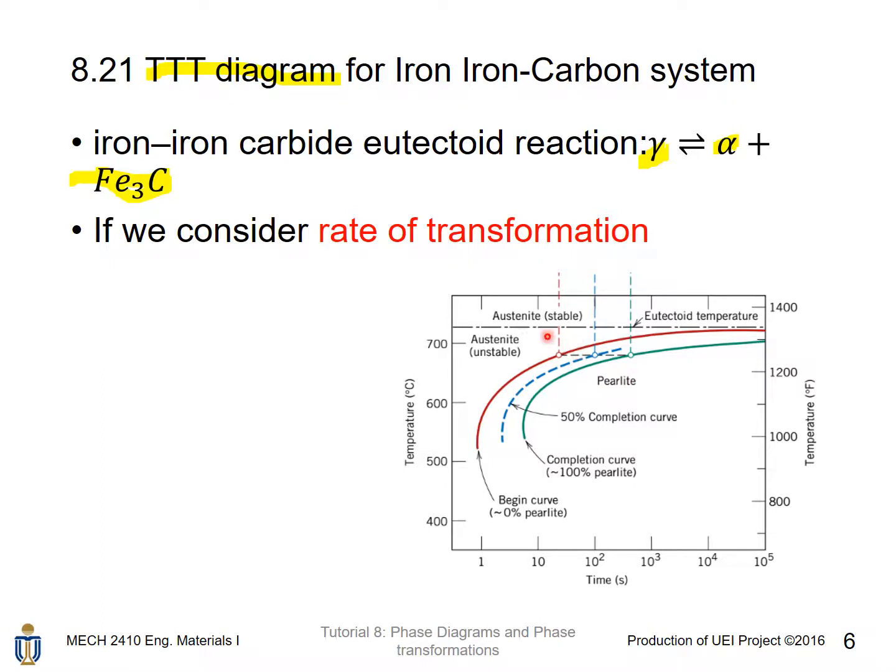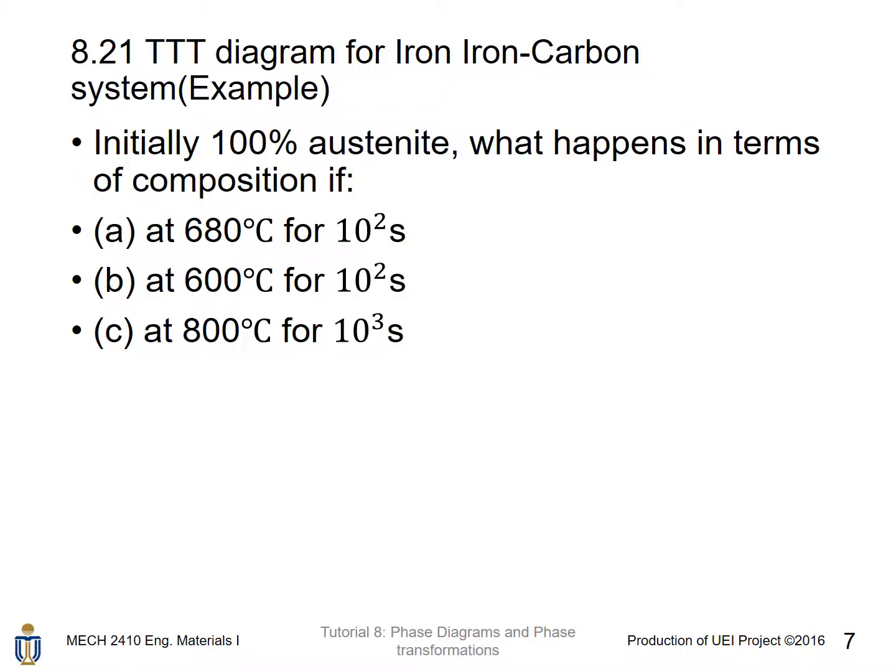And just above the eutectoid temperature, as you may know, austenite can never transform to ferrite and cementite, as defined in the eutectoid reaction for the iron-iron carbide system. Initially, 100% austenite. What will happen in terms of composition if held at the following conditions: A, B, and C?